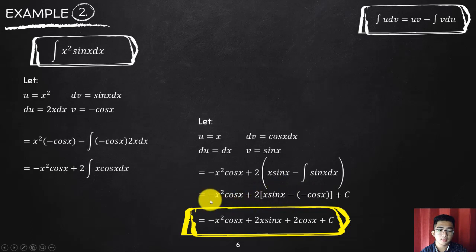That is negative x squared cosine x plus 2x sine x plus 2 cosine x, of course, our constant of integration. Okay, so here we have discovered that the techniques of integration, namely integration by parts, can be used multiple times on the same problem.